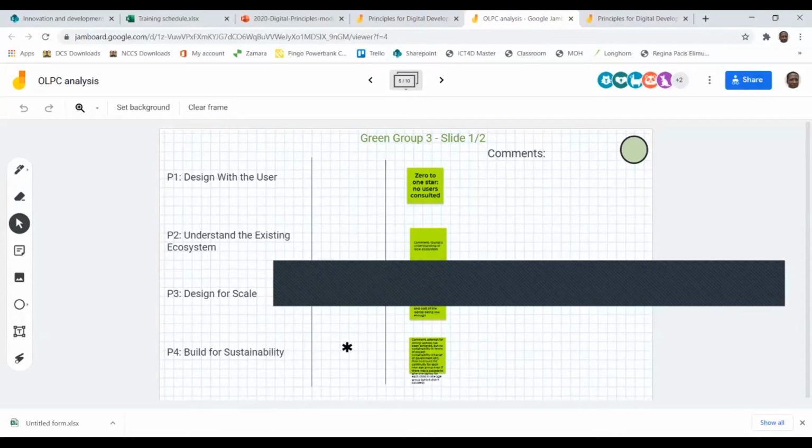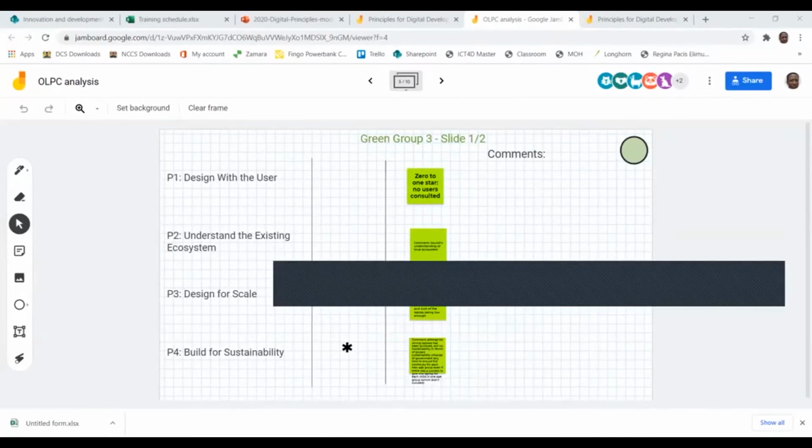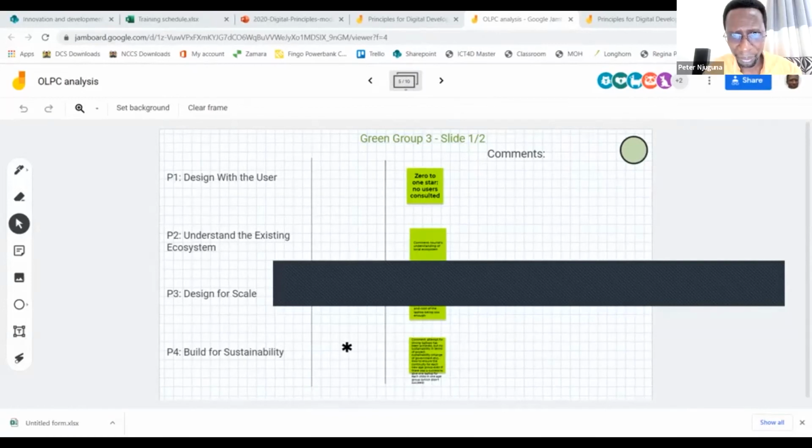Yes, we were quite critical about the project itself. It sounded very arrogant to start with. And since it wasn't designed with the users at all, we decided that it doesn't deserve any stars. Also, understanding of the existing society is minimal, at least after reading those articles. Seems so. Okay, thank you. Group 3.